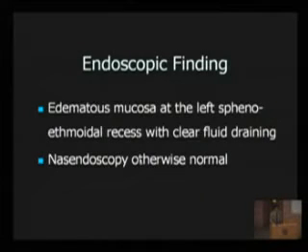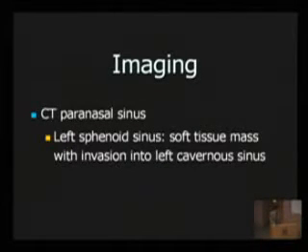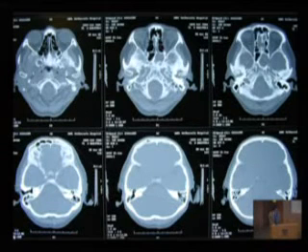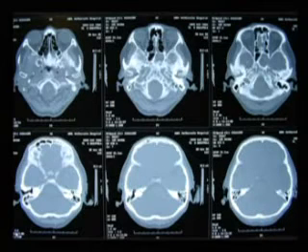Endoscopic finding was quite normal, except that in the sphenoethmoidal recess we see some fluid. And this is why we were consulted. A CT scan actually was done before the consultation. In the CT scan, what was shown was that the left sphenoid sinus was completely opacified, and there's a soft tissue mass with variable densities that seems to be invading into the cavernous sinus. If I can show you this set of CT.